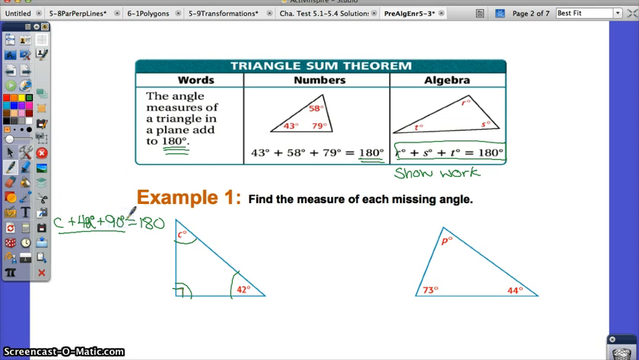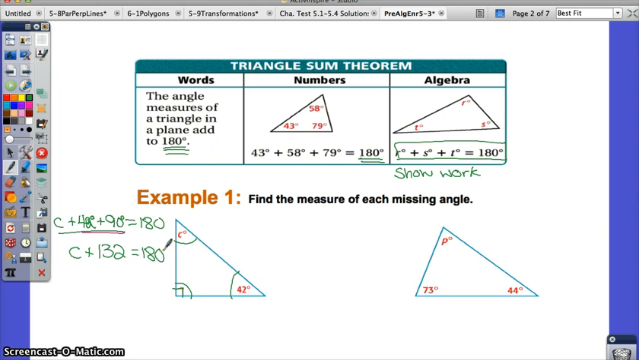I want you to start every problem with an equation and show your work. Here's your equation. C plus 42 plus 90 equals 180. Now let's solve this. Combine your like terms first. So we would have C plus, what's 42 plus 90? And that's going to equal 180 degrees.